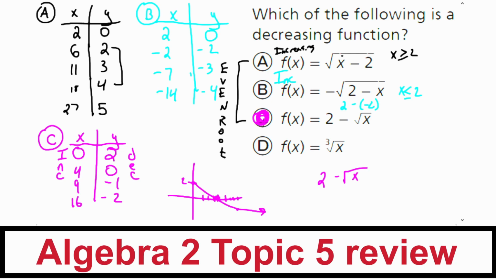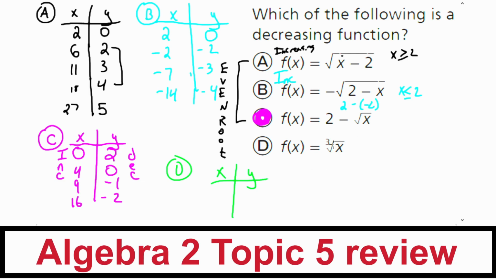Now, of course, I'm not going to say let's just move on to the next question, because I want to feel confident that what I've done is actually correct. So let's go ahead and throw in the cube root of x just so we can compare it and make sure that we are good to go. So for D, I'll have my XY table. And here I'm just going to pick for my inputs perfect cubes.